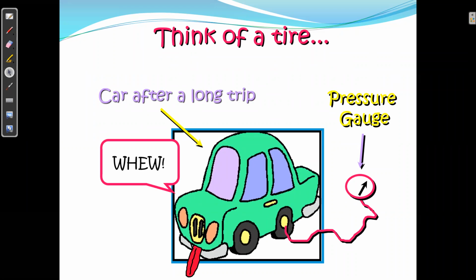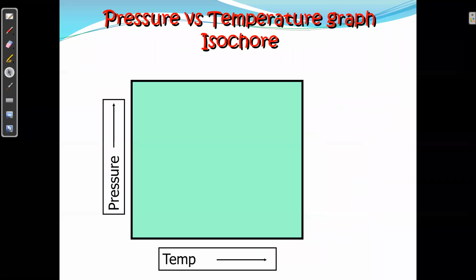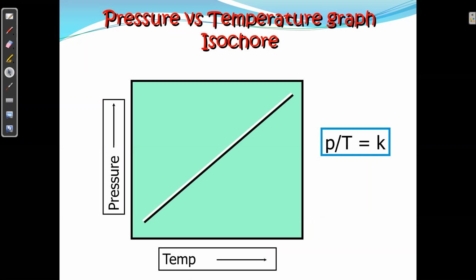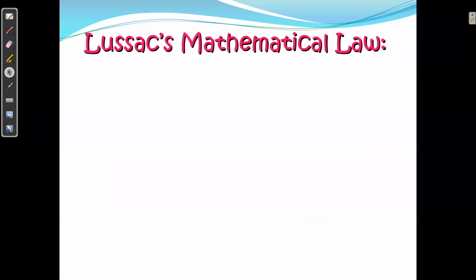The tyre gets punctured or bursts, because the volume inside the tyre is fixed but the pressure changes due to the increase in temperature. So the pressure versus temperature graph is an isochore. I told you that this Gay-Lussac's law is also called the isochore process because volume is constant, and again the graph will be a straight line because they are directly related to each other. P by T is equal to K at constant volume and amount of gas.